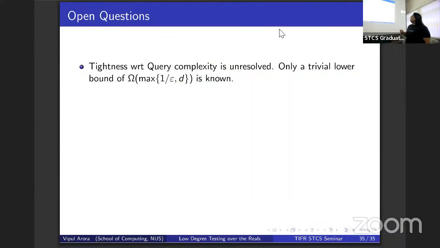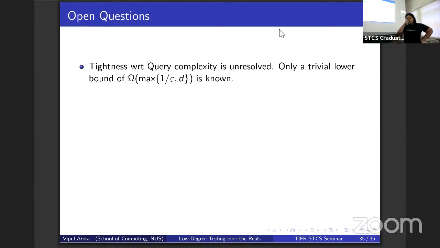Open questions. The tightness question with respect to the query complexity is unresolved. Our upper bound is order d to the 5. The lower bound is only omega of max of 1 by epsilon comma d. So there's an open thing to close. And with respect to epsilon, as I said, we are able to close that gap. Instead of 1 by epsilon log 1 by epsilon, we now have a 1 by epsilon query test.